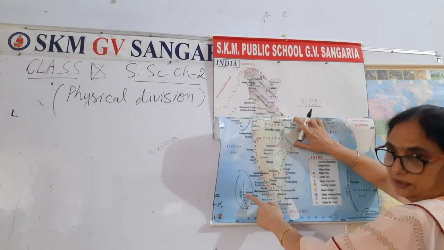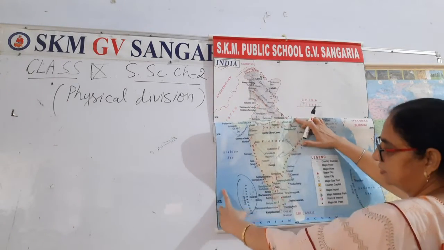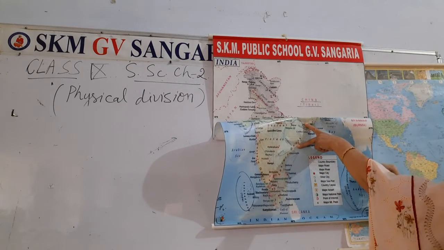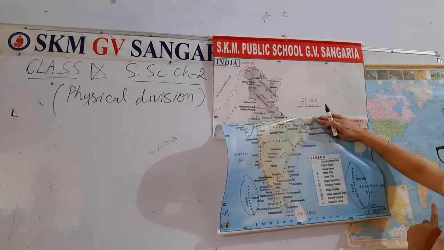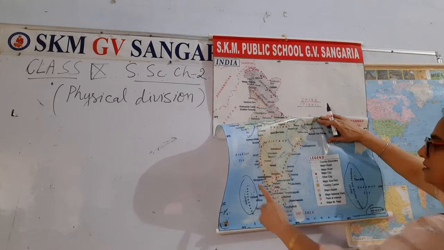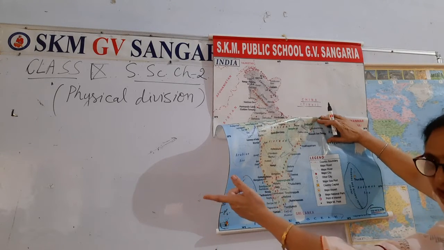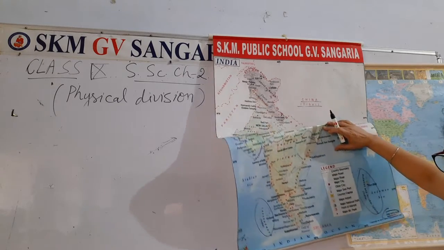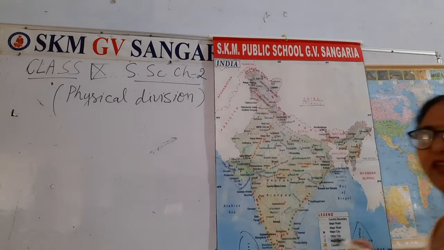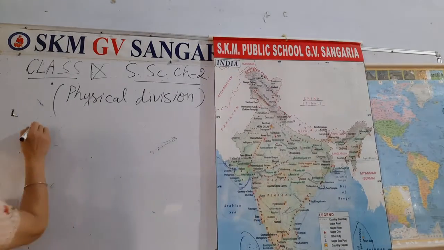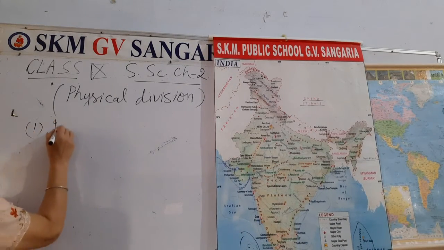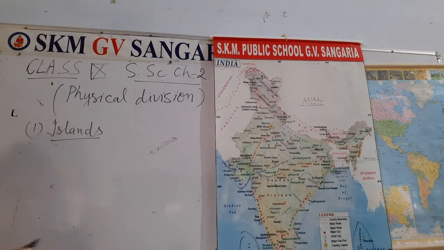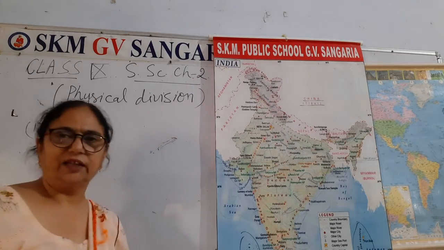It is here. I have folded it somewhat, so it is not visible. Then there are the Andaman and Nicobar Islands. Now you may categorize: the Lakshadweep Islands are situated in the west of India, and the Andaman and Nicobar Islands are situated in the east of India. So the first feature I am telling you is islands. It is somewhat different from your book, so I have taken the easiest one here.